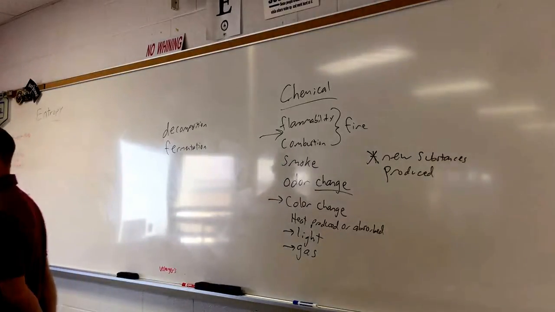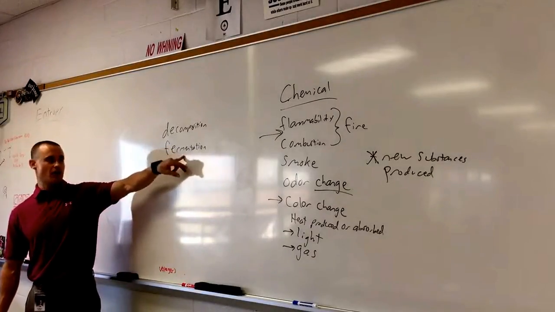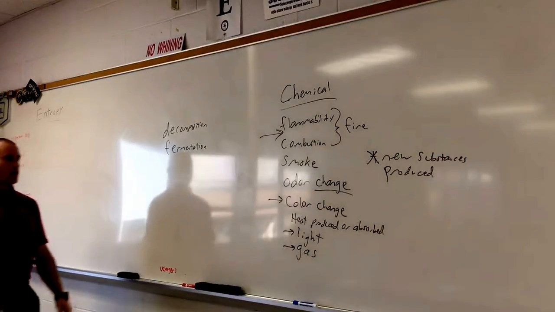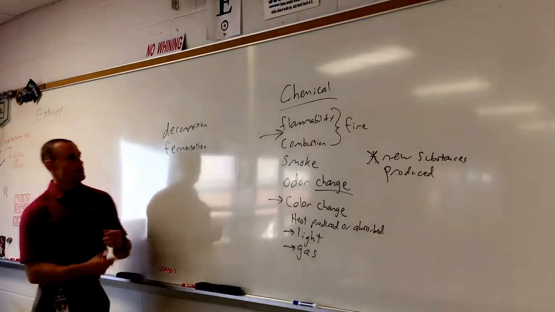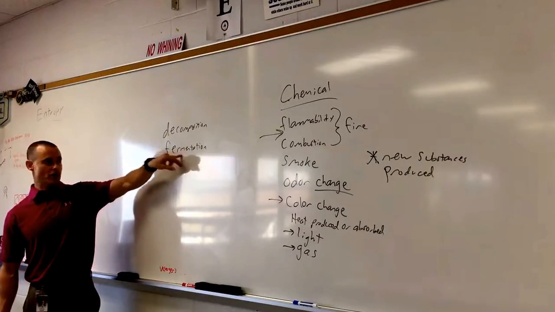Alcohol is made by fermentation. Fermentation is how you make alcohol. Apple cider will ferment over time and it'll get some alcohol in it. Decomposition, and there's a reason for that: there's sugar in it. You need sugar for fermentation.